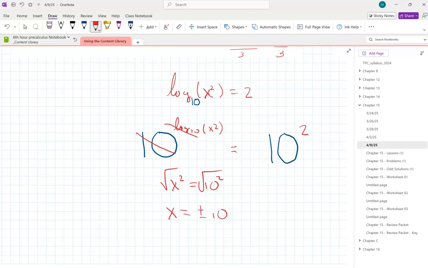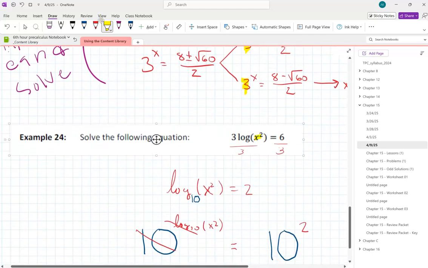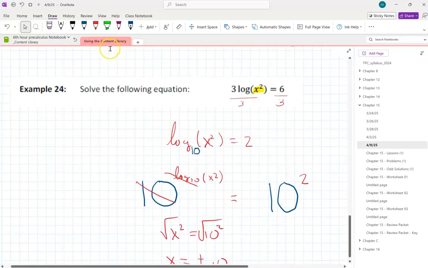All logarithmic equations must be checked for extraneous solutions. So the check, though, is quite easy. All we need to do is take our answer. So if I take negative 10 and plug it back into the original equation, I'm just checking to make sure I get a positive number inside the logarithm. So negative 10 squared is 100. That's positive. We're good.